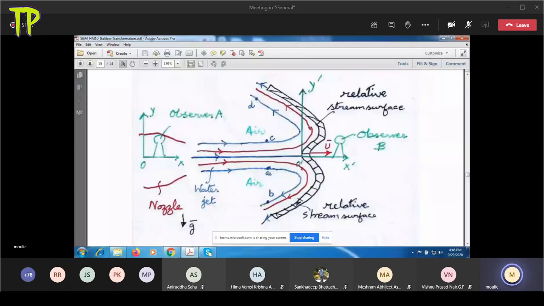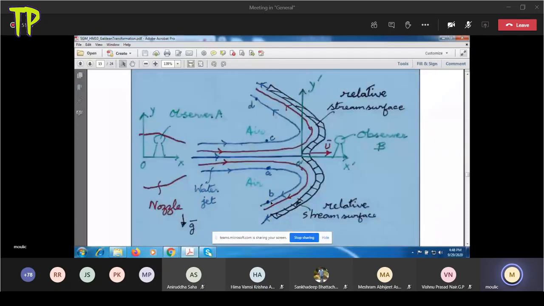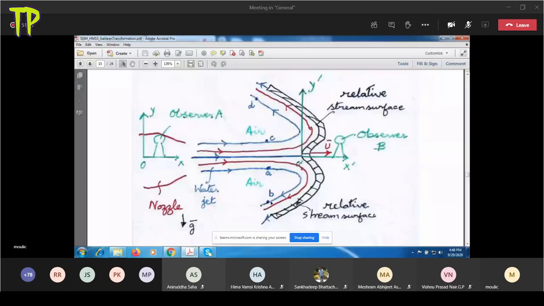Now, can you think of a situation where the velocity at point A and the velocity at point B will be the same? The absolute velocity. Is the question clear? Let us say you have a parameter here, which is the speed of the vane, u.